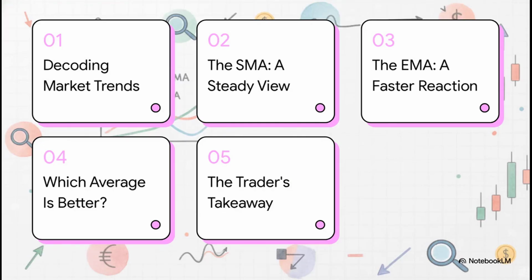And here's our game plan. First, we'll talk about decoding market trends in general. Then we'll dig into the SMA, followed by the EMA. After that, we'll put them head-to-head to figure out which one might be better for you, and we'll finish up with the main trader's takeaway.